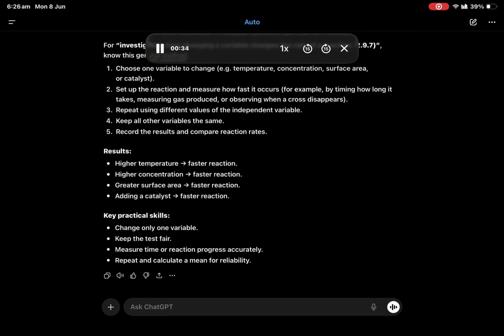Results: higher temperature, faster reaction. Higher concentration, faster reaction. Greater surface area, faster reaction. Adding a catalyst, faster reaction. Key practical skills: change only one variable. Keep the test fair. Measure time or reaction progress accurately. Repeat and calculate a mean for reliability.